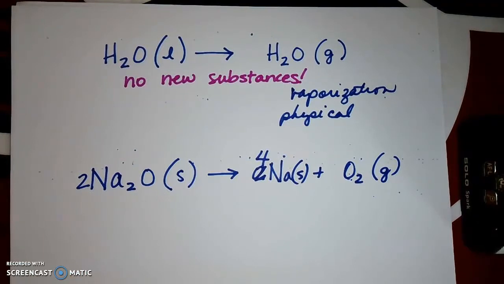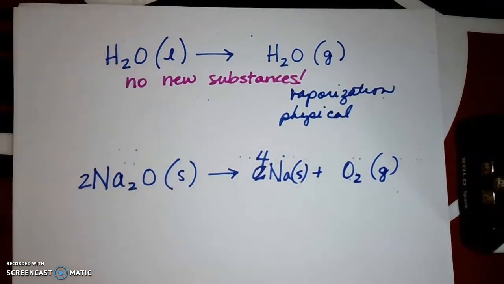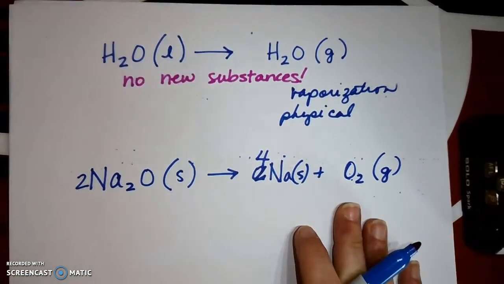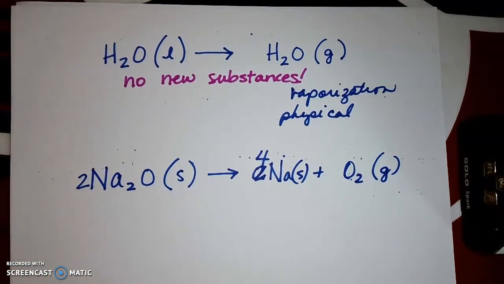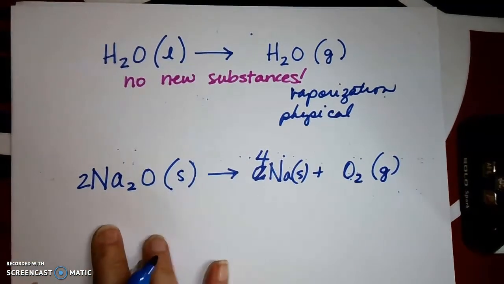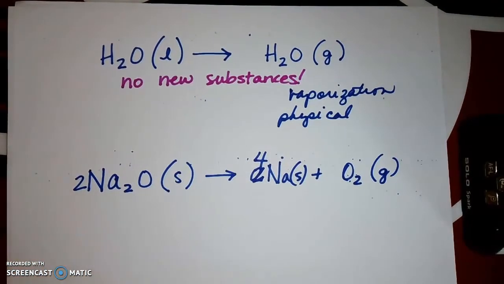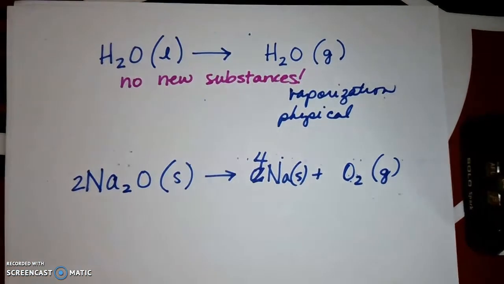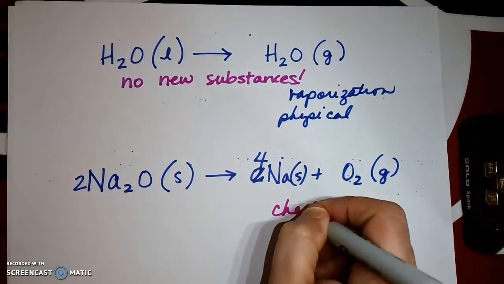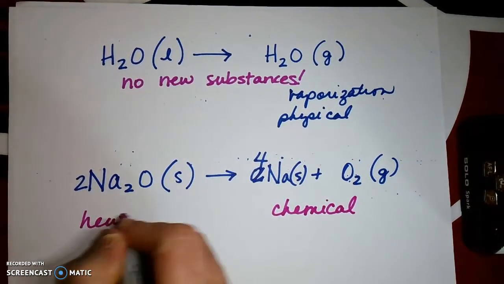Okay, so this breaks down into new substances. At this point, if you recognize that you have new substances over here, you don't need to look at the phases. It doesn't matter. So when you break this down, you are forming new substances. These are going to have their own properties over here, and these are going to have their own properties over here. So this is a chemical change because new substances were formed.